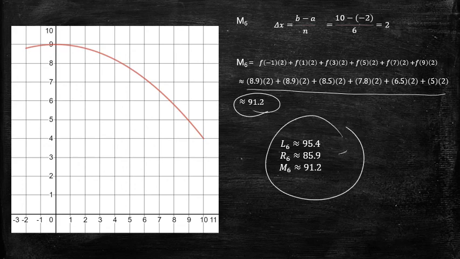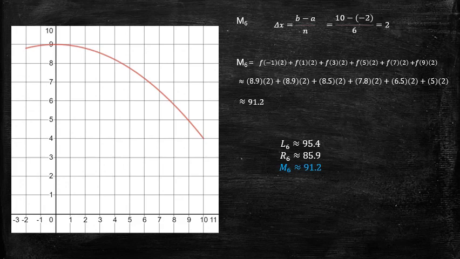Okay, so then just to go over, these were our different approximations using the left endpoint, the right endpoint, and the midpoint. And based on the picture, it does seem like M6 is going to be the best approximation for the actual area under the curve.